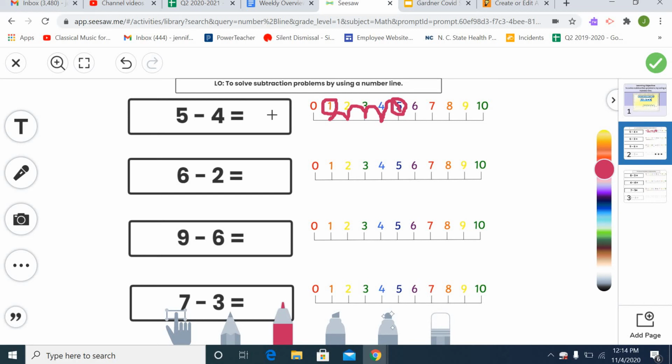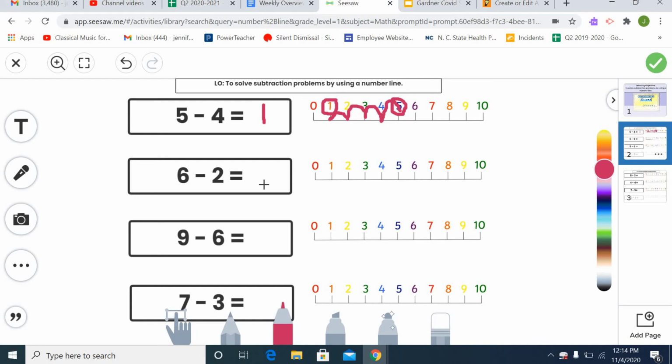So I'm going to come over here to my equation, 5 take away 4 equals, and I'm going to put number 1. Very good. All right, let's look at our second subtraction problem. It says 6 take away 2 equals. So I have to figure out what 6 minus 2 is.